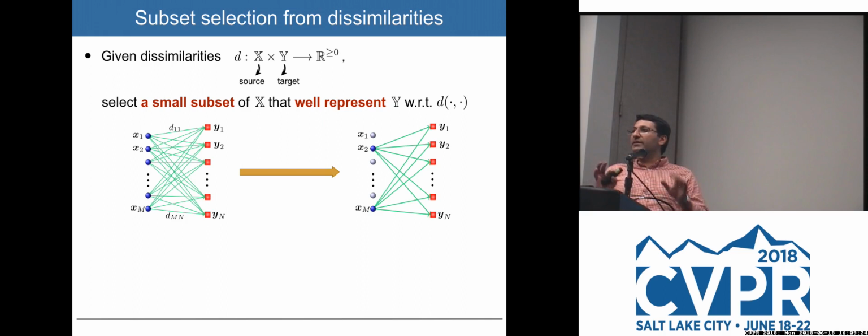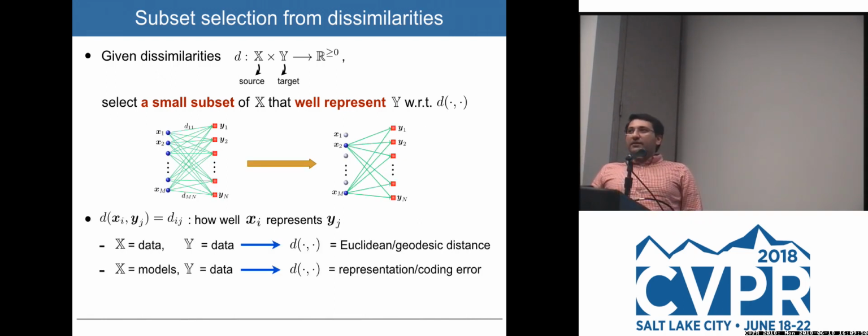So this is a little bit different, or in a sense more general than the setting that we have discussed so far. Most of the examples that we saw in the first session were where you just have one data set, and you want to summarize that single data set. So here we have two data sets and a relationship between the two data sets, and we want to summarize one according to the relationship to the second set. So it's in a sense a more general setting.